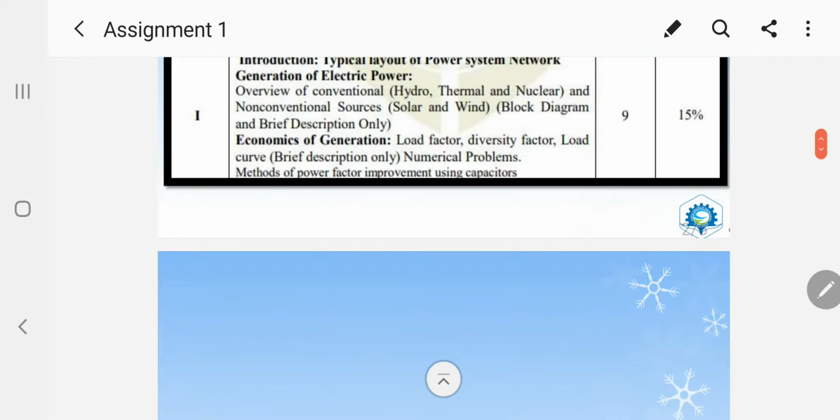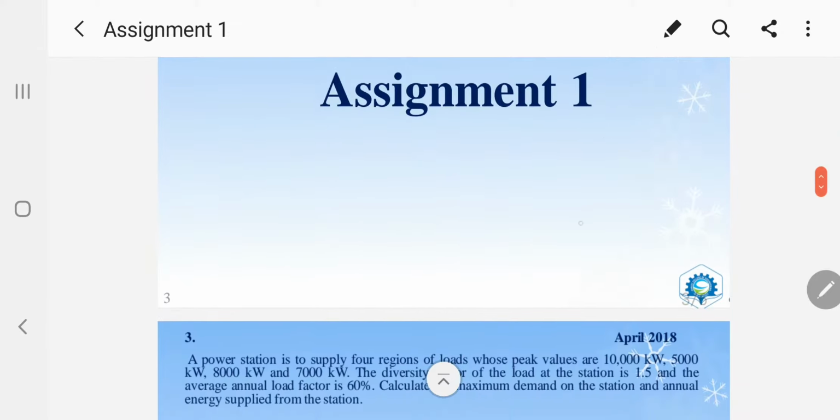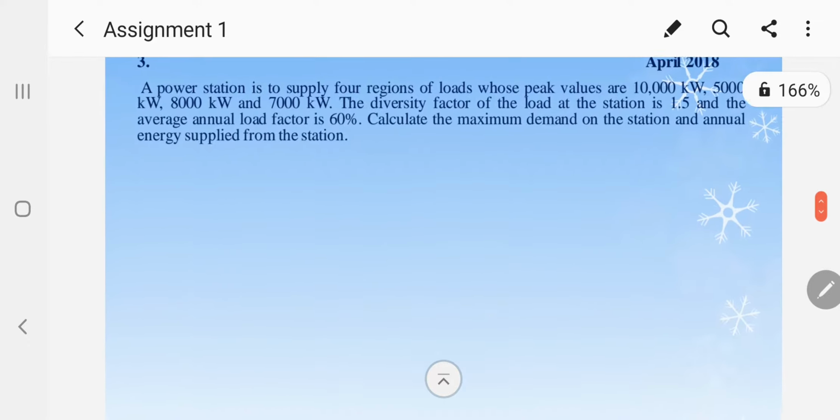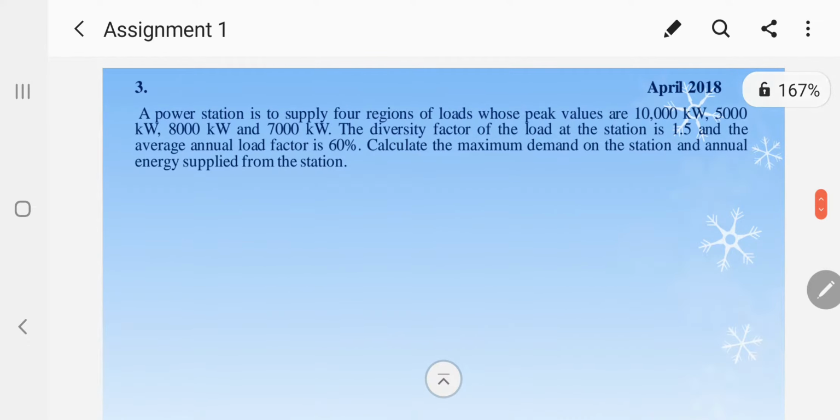Here you can see economics of generation. The problems related to economics of generation will be dealt today. So assignment 1 problems. Let us go through a detailed study of the problem.